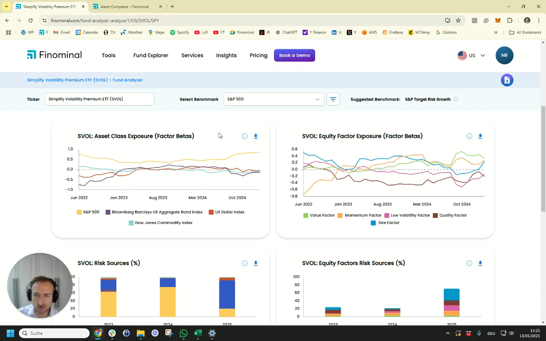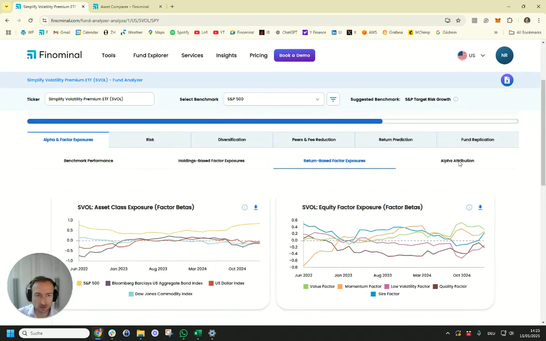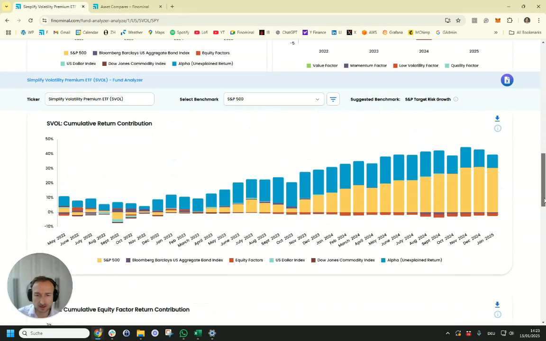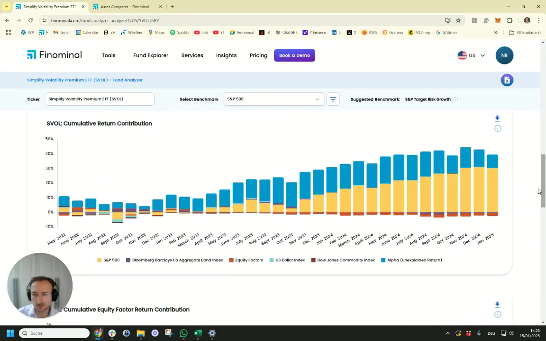Now, that's in terms of what asset classes drive the performance of SVOL. We can also look at the alpha over time. In this case, we see that the cumulative return contribution over time is primarily comprised of two components. One, the stock market, in this case the S&P 500, which explains most of the returns. But there is also a significant amount of unexplained returns, which we can call alpha.